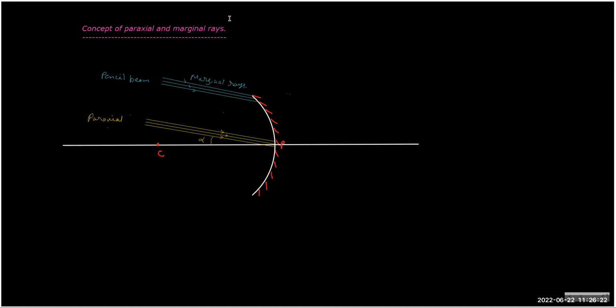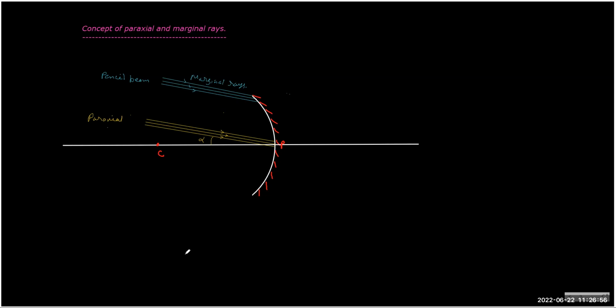You can see it is hitting the mirror here. So this is close to the principal axis, no? And it is here, away from the principal axis. So marginal and paraxial can be part of the same beam or different beams. We don't take the same beam. Of course, if a beam is spread, then we cannot distinguish exactly where is paraxial, where is marginal.